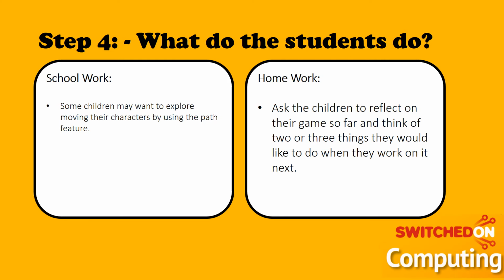As part of this lesson, you might want to extend your students to get them using the path feature, because when you put a path down, you can get an enemy to go backwards and forward along this path all the time and use them as a barricade. These are the type of features that will make their games more interactive and more engaging for others to play. So ask your students for homework to reflect on what they've created so far, and they can think of a number of different things that they would like to include so they can continue improving their game.